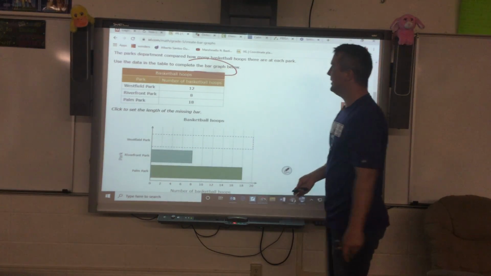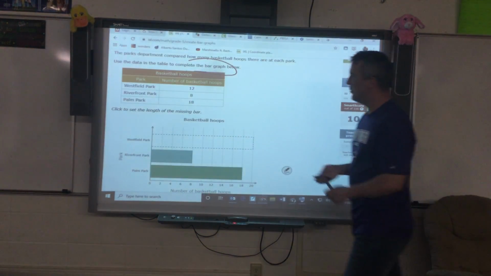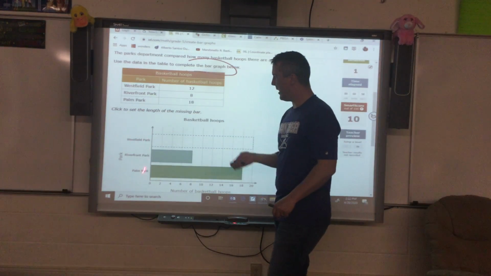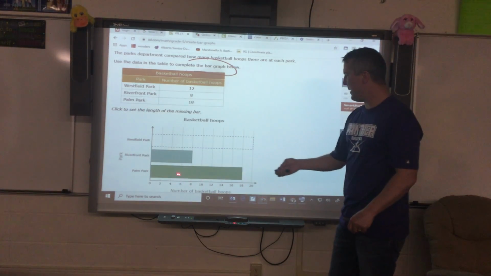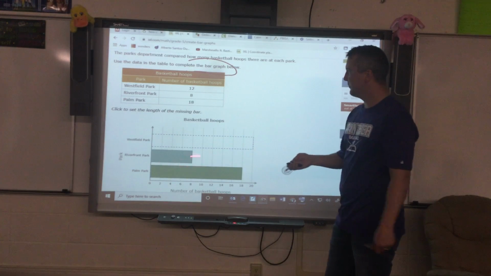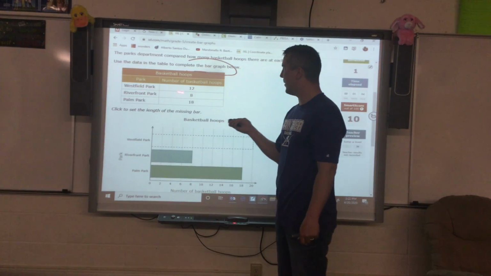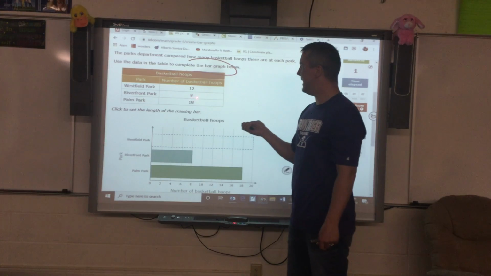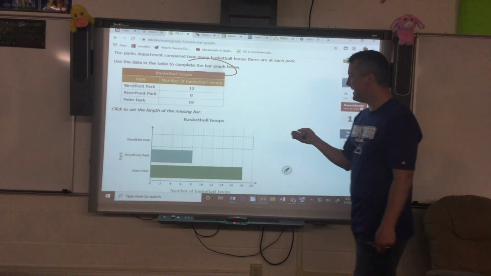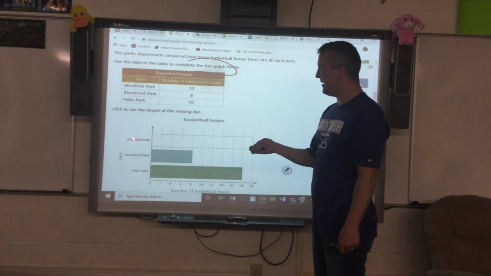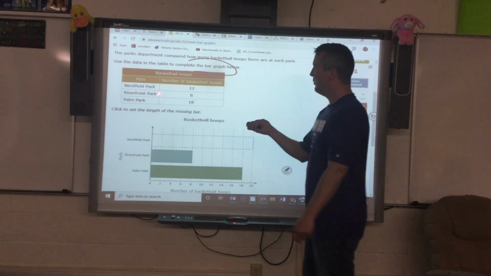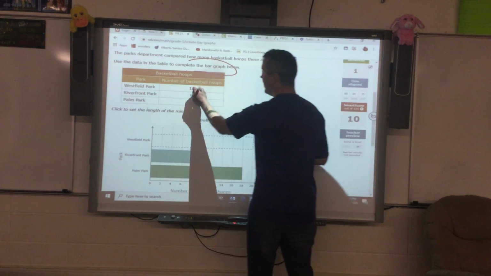Okay. So for this information, they gave you the parks as my Y coordinate, and then the number of basketball hoops at it. So this Westfield Park had 12. Riverfront had 8. Palm Park had 18. So if I look at this, they're asking me to find this Westfield Park. Well, Westfield Park, if I look at it, had a number of 12.